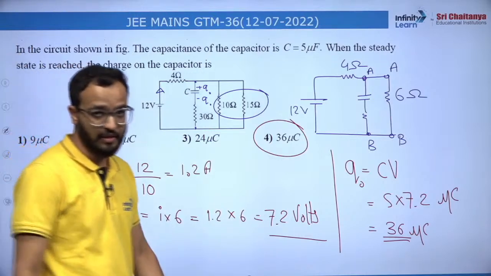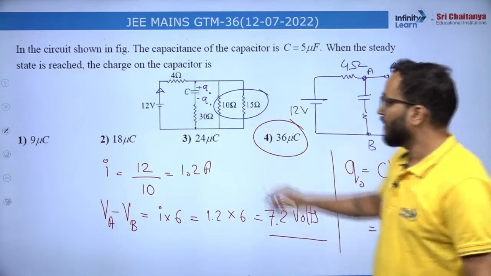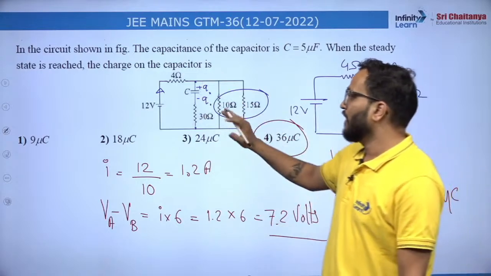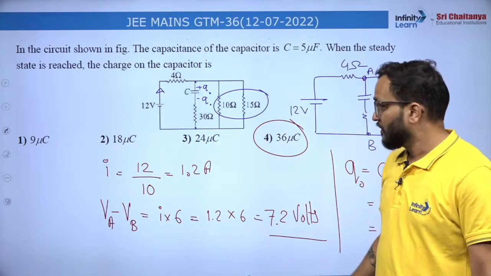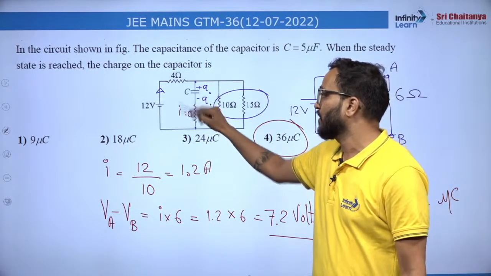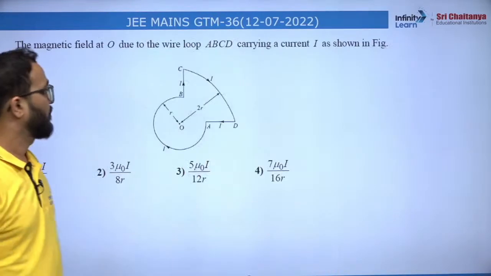Did you understand this? Once the steady state is achieved in the capacitor, it will stop allowing any current, or it won't allow any charge to cross or move, right? That means there will be no current. So current in this circuit will automatically become 0 once it has achieved steady state. So it will behave like an open circuit, right?